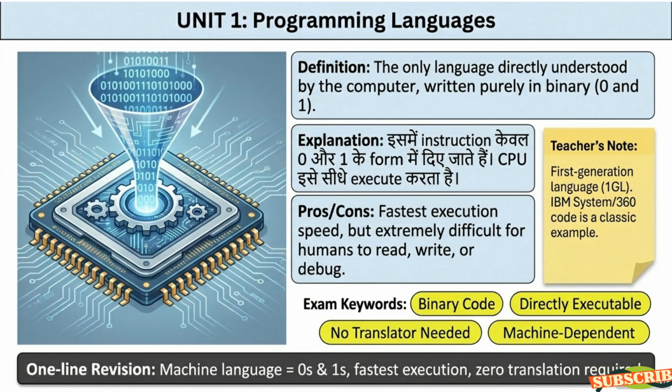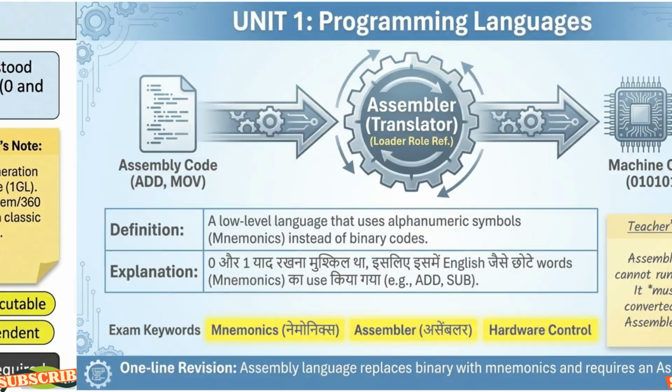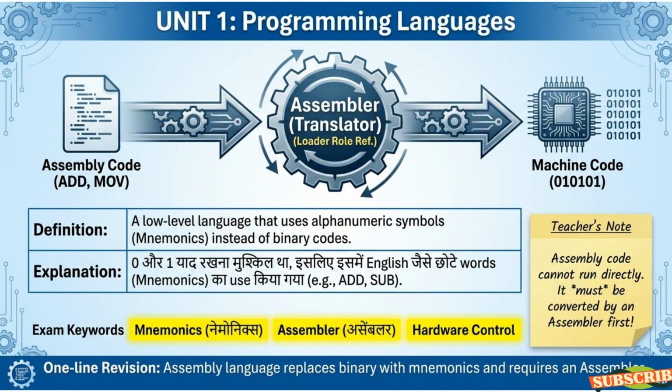Machine language is the only language a computer directly understands, written purely in binary zeros and ones. It allows for the fastest execution since no translator is needed, but it is extremely difficult for humans to read, write, or debug. Assembly language is a low-level language that uses alphanumeric symbols called mnemonics like ADD and MOV instead of binary codes. This made it easier to program than machine language, but it still requires an assembler to translate the code into machine code.